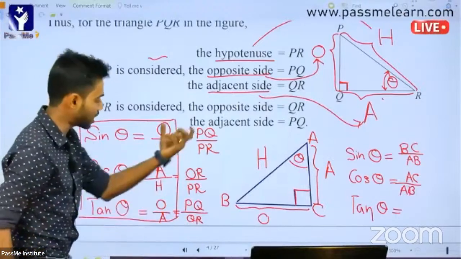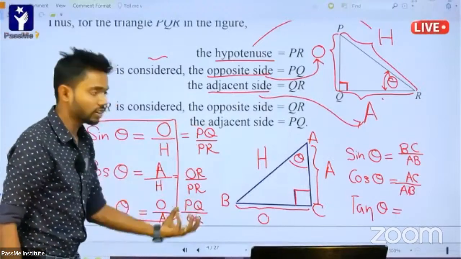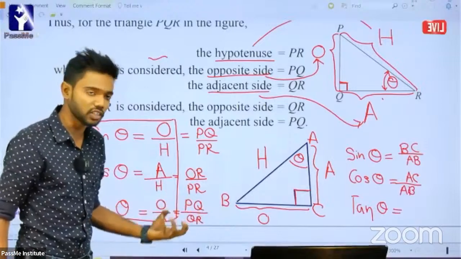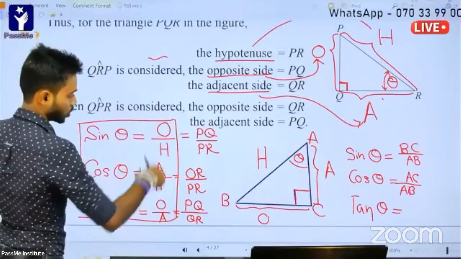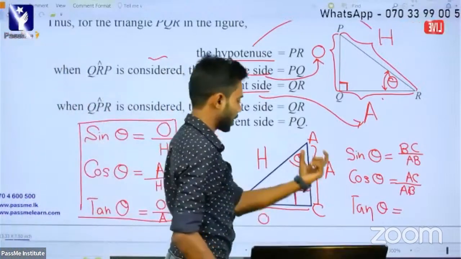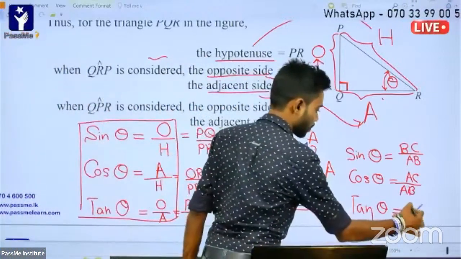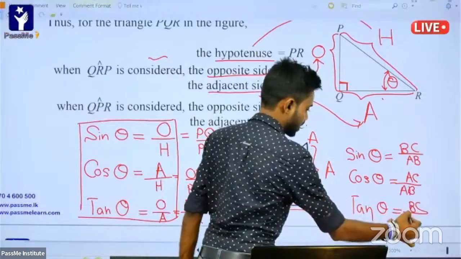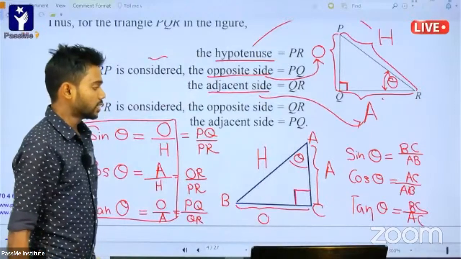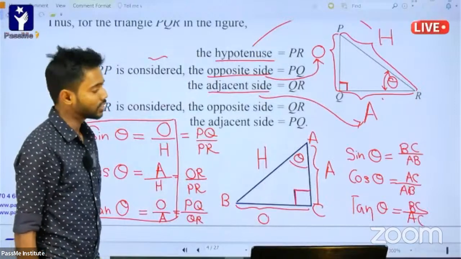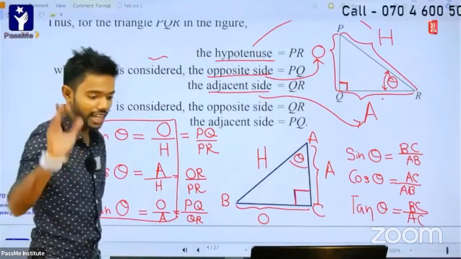Depending on the triangle, these values are changed. But you want to remember this one. I mean, this one. The tan theta is O divided by A. That means BC divided by AC. Okay, now these are the things. Is it clear up to now?